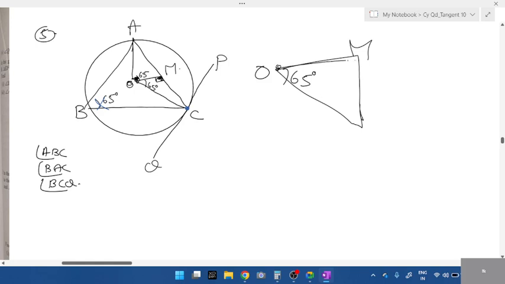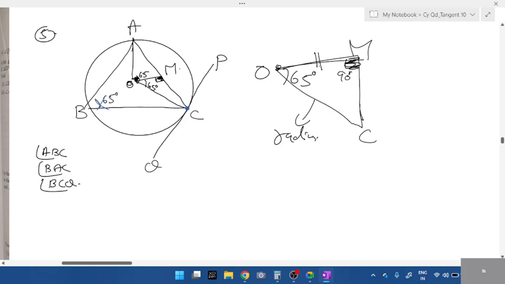Students think that OM is radius. Do you think OM is radius? Are they radius? It's not. It's not touching the circle. Only OC is the radius. This is radius. Okay, and M is touching at 90 degree. See, O is touching M at 90 degree.